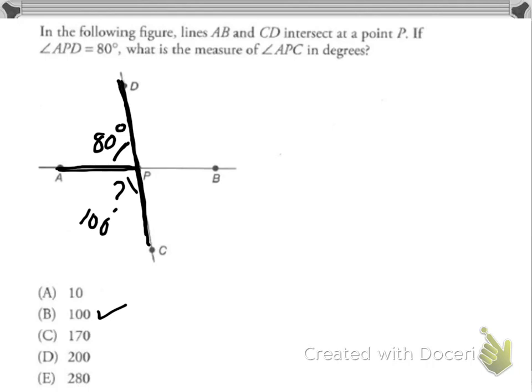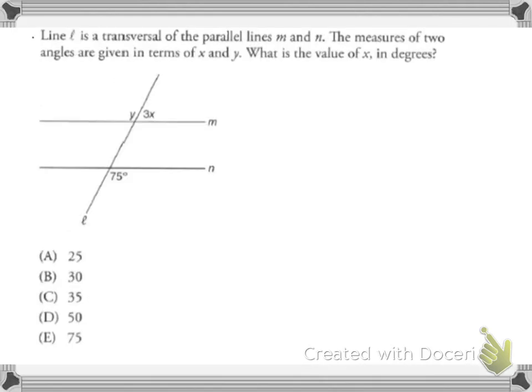Next question. Line L is a transversal of the parallel lines M and N. The measures of two angles are given in terms of x and y. What is the value of x in degrees? Well, if this one right here is 75, so is this one. Those are corresponding angles. And because of vertical angles, the angles across from each other are the same. So if this one's 75, y is also 75. So make that look like a 5.